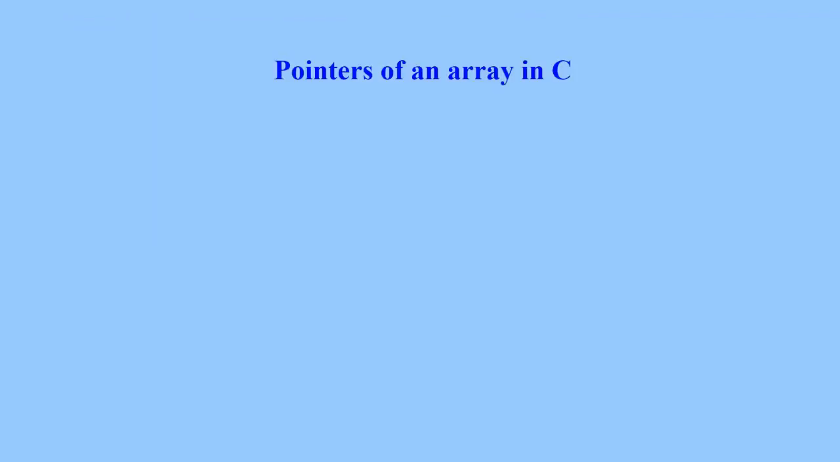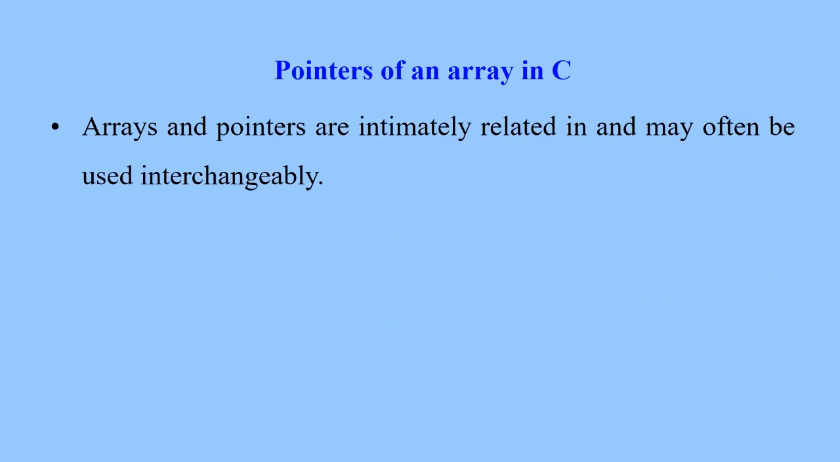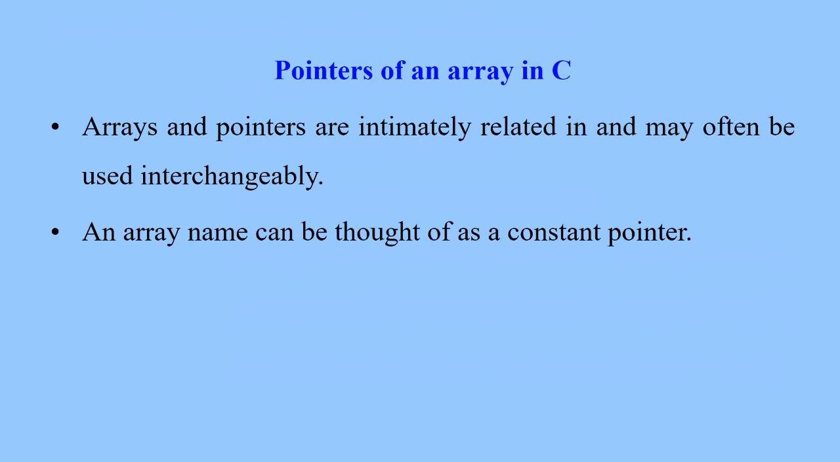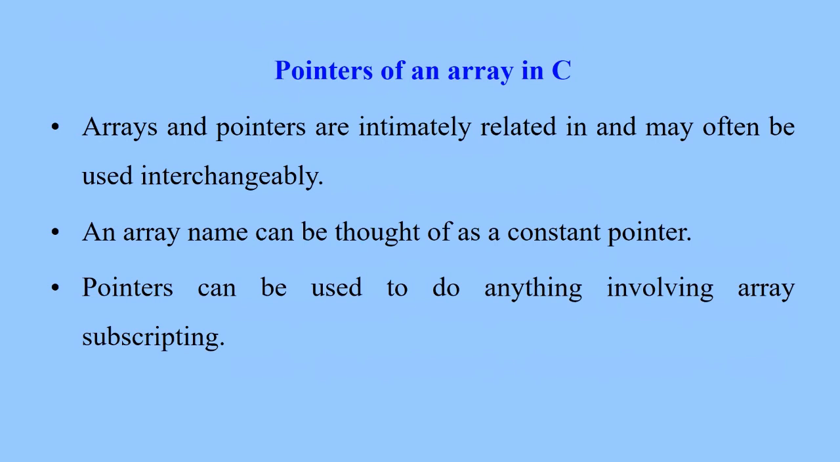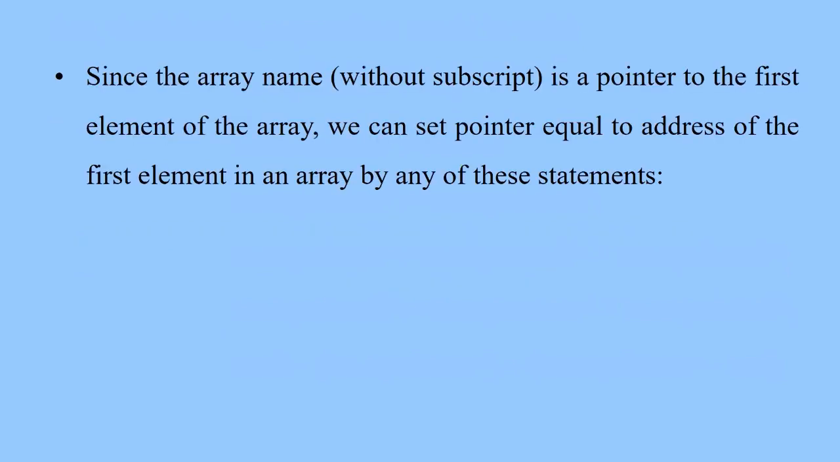Let's now look at pointers and arrays in C. Arrays and pointers are intimately related in C and may often be used interchangeably. An array name can be thought of as a constant pointer. Pointers can be used to do anything involving array subscripting. Since the array name without a subscript is a pointer to the first element of the array, we can set a pointer equal to the address of the first element in an array by any of these statements.